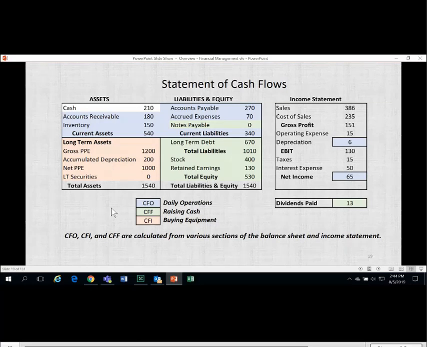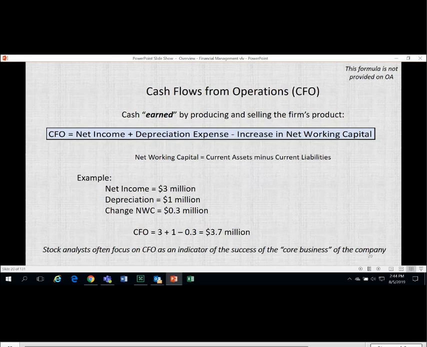So let's look at each of these. Now, you'll notice in the upper right-hand corner, it says this formula is not provided on the OA. Well, the three statements of cash flows, the formulas are not provided, so you'll need to remember. And later on in the course, near the end of the course, I'll show you that there are three others that you will need to remember. So first of all, cash flow operation is cash earned by producing and selling the product.